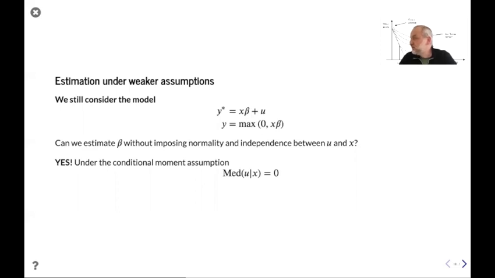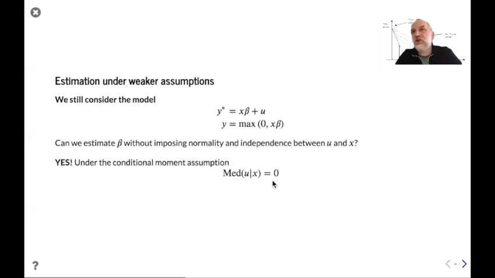These were really strong assumptions that appeared to have severe consequences for the consistency of the Tobit estimator when they were violated. And like Obama would say, yes, we can. There's still hope. We can use conditional moment assumptions. So what would the assumption be here? It could be, for example, that the conditional median of u given x is equal to 0.